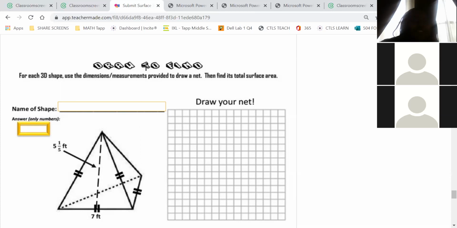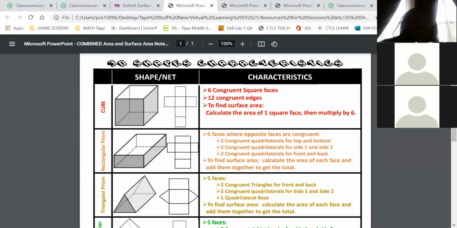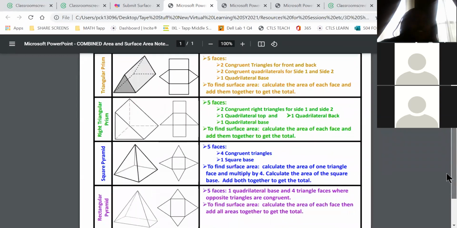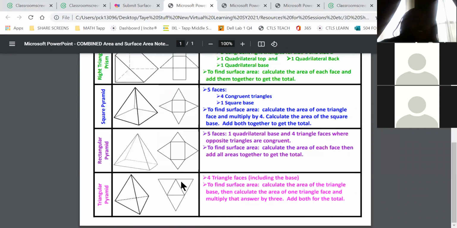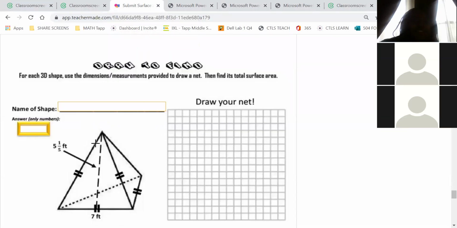All right, so this one is going to be a little interesting to draw. And before I get into drawing it, I want to look and see what a triangular pyramid's net looks like. And hey, look at that. That is what a triangular pyramid's net looks like. So now that I know that, I'm going to go ahead and try to draw that out. And I see we have a fraction length here, so don't worry. Again, this is not going to be perfect, but we're just going to try to draw this to the best of our ability.